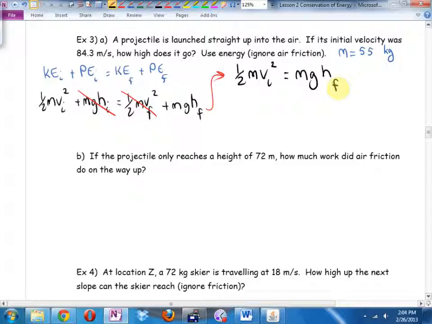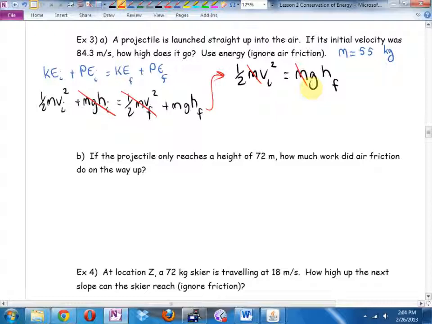I see something else. Anybody see it? Something cancels. The mass and everything. Turns out I didn't need to give you the mass. I thought I had to. I said it's 55. Turns out it doesn't matter how heavy the object is that you launch. If you're ignoring air resistance, anything that you launch at 84.3 meters per second will reach the same height, whether it's a baseball or a cannonball or a semi-truck.